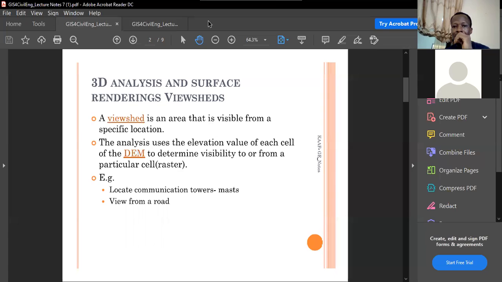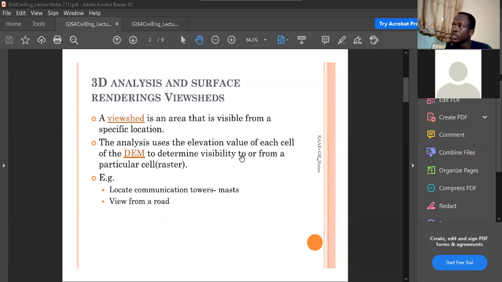Viewshed is an area which is visible from a specific location. So wherever you are, you always have a viewshed. You can see that this has some security implications. When you have security guards in a church or an organization, and you want to see their effectiveness, try and look at their viewshed. You easily solve a big problem, and people wonder how you did it.